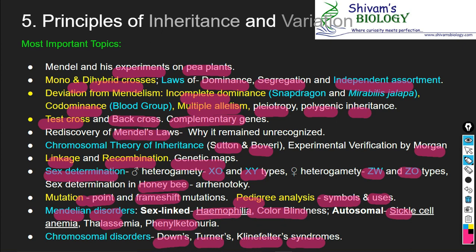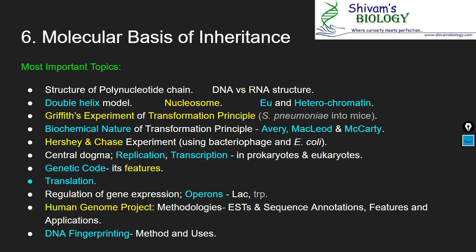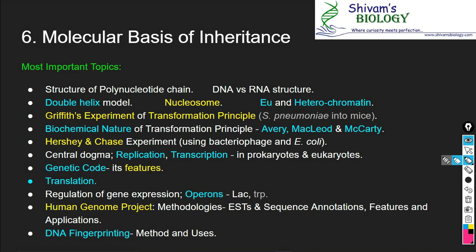Let's proceed to the next chapter, that is Molecular Basis of Inheritance. This is a very important and very interesting chapter. In this chapter, the first most important topic is the structure of polynucleotide chain that will form the foundation of this chapter. Structure of DNA and RNA in comparison, what's the difference between deoxyribonucleic acid and ribonucleic acid. After that, the double helix model of DNA given by Watson and Crick, the nucleosome and euchromatin and heterochromatin. These are important terms sometimes asked in the board exam.